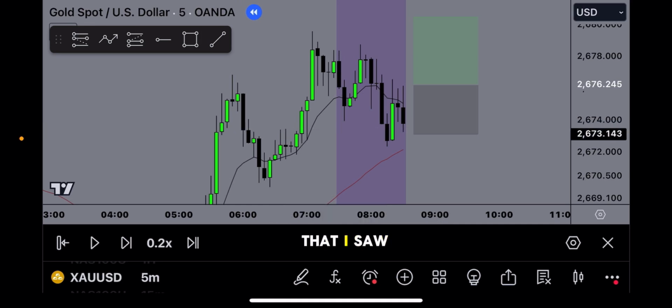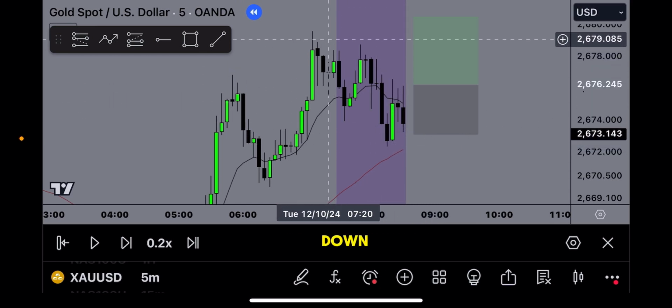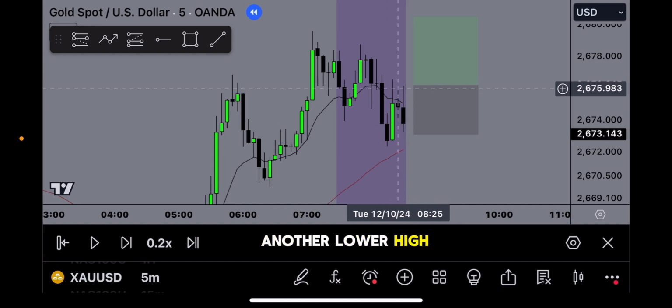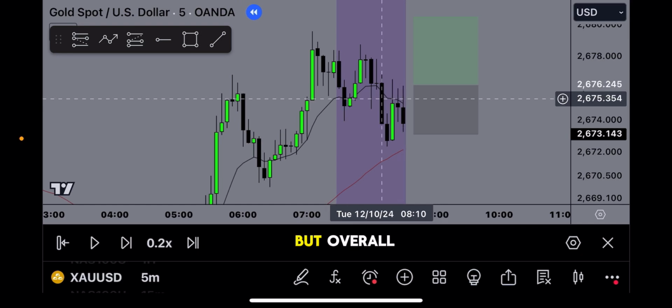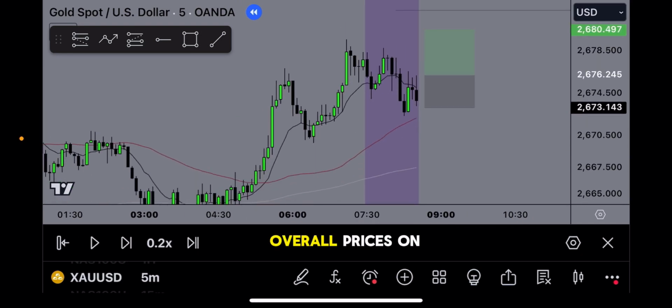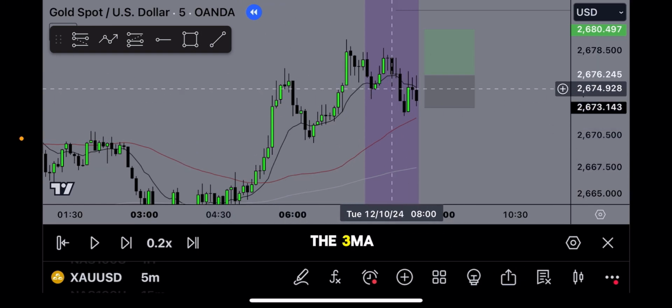Okay, so now that I saw that, and I saw right here, price make a low and then make a new low, is going down. Price made a high and made a lower high and then made another lower high. I'm already seeing, okay, price is starting to go down, right? But overall, price is on a bullish trend, and we have the 3 MAs underneath.